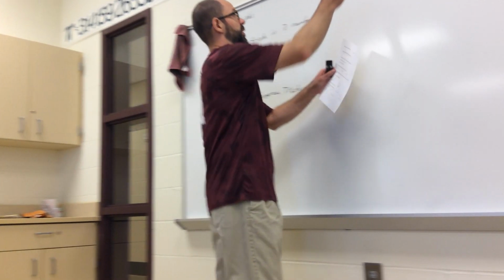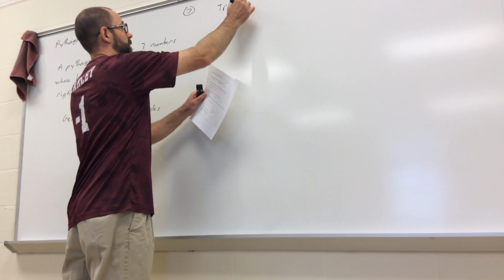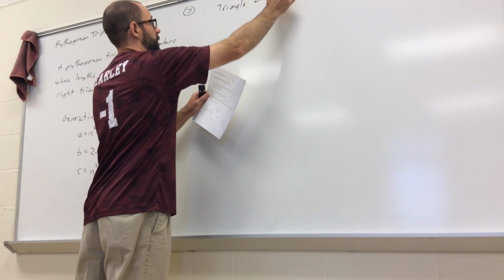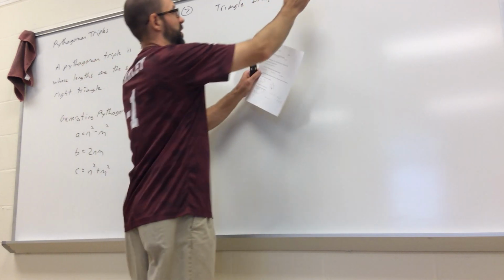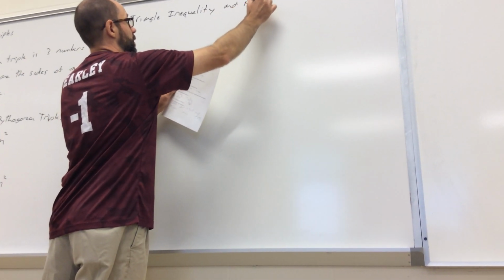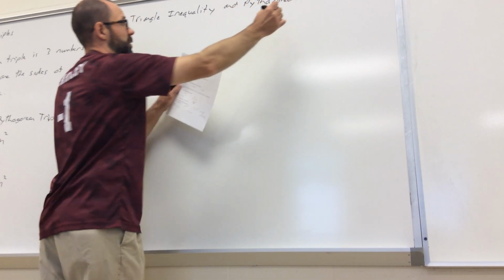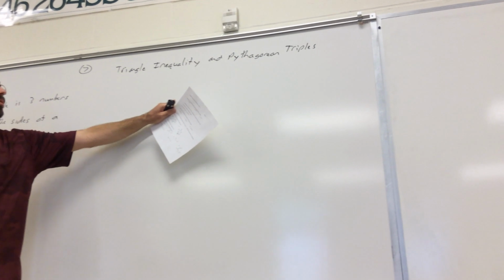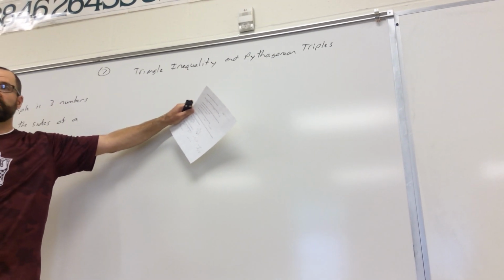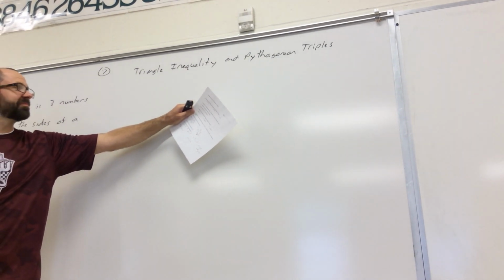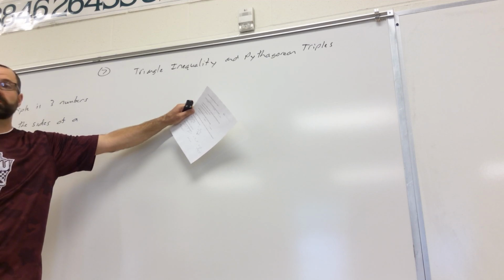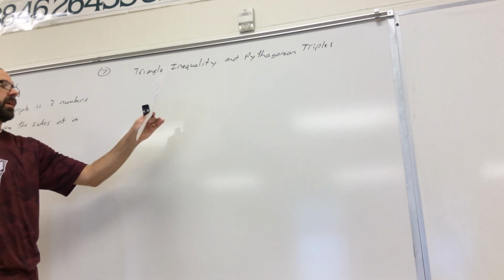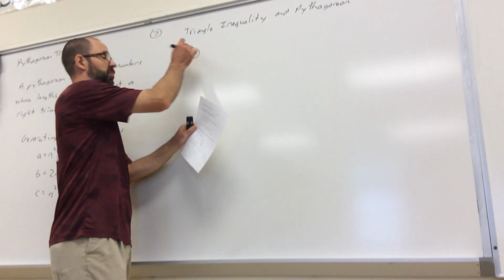The title is Triangle Inequality and Pythagorean triples. And we're going to start with number 6. Sorry to skip around.